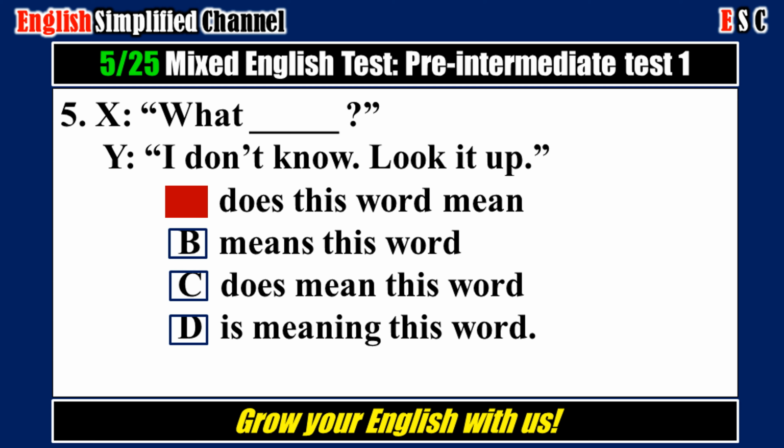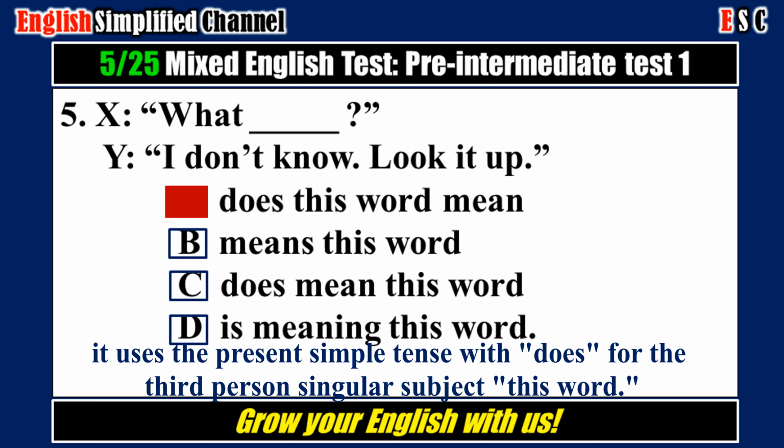5. What does this word mean? I don't know. Look it up. Answer: A. Does this word mean? Explanation: this is a question about the meaning of a word, and it uses the present simple tense with does for the third-person singular subject, this word.